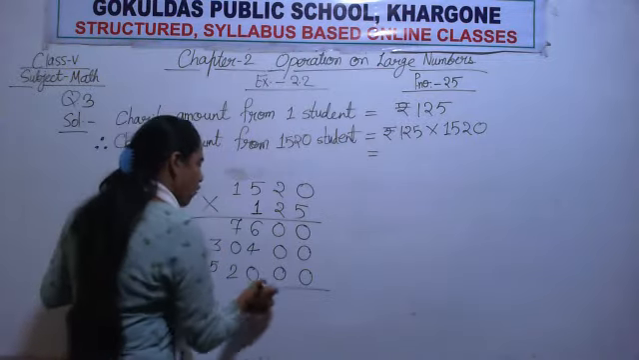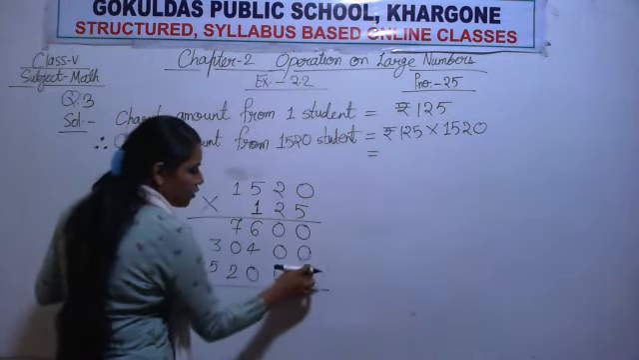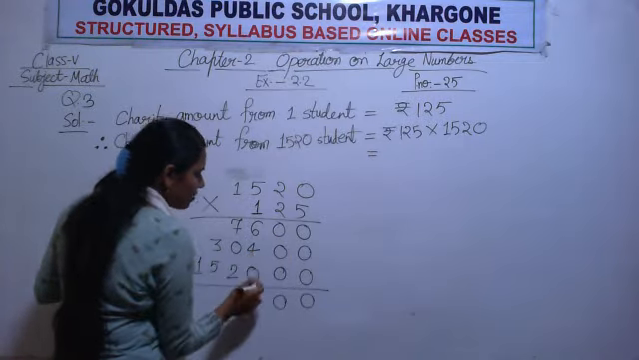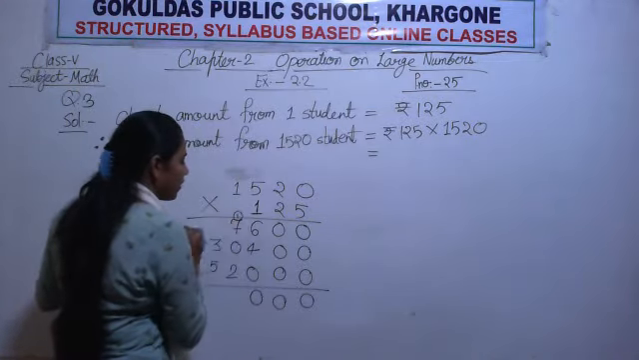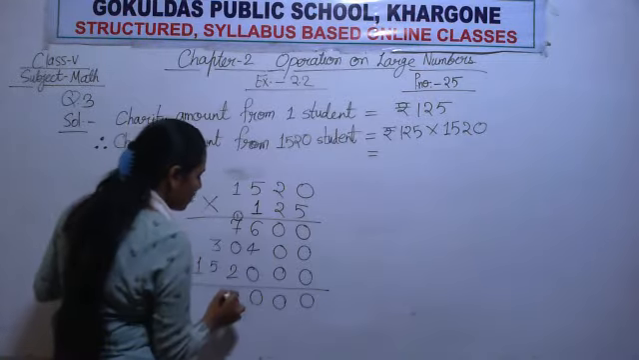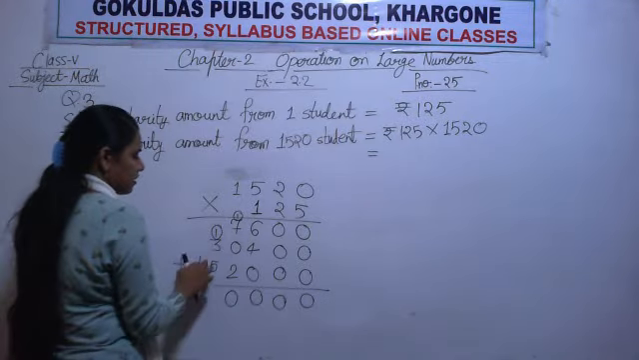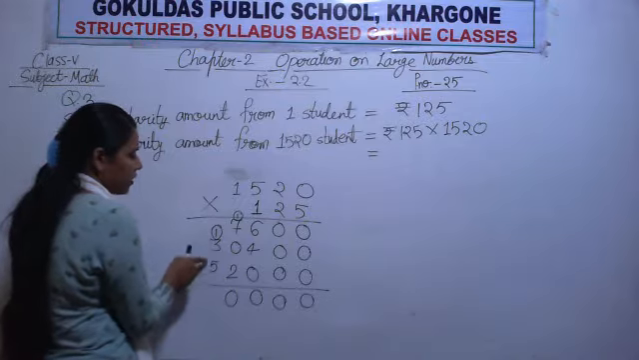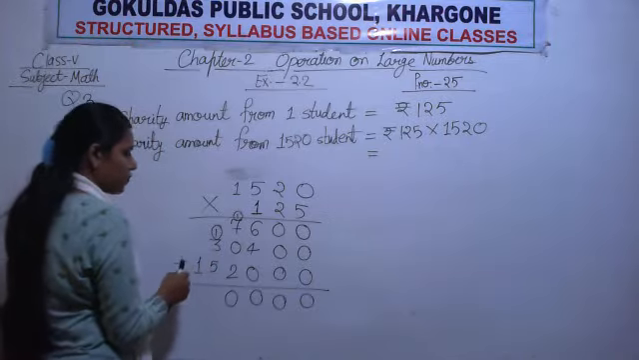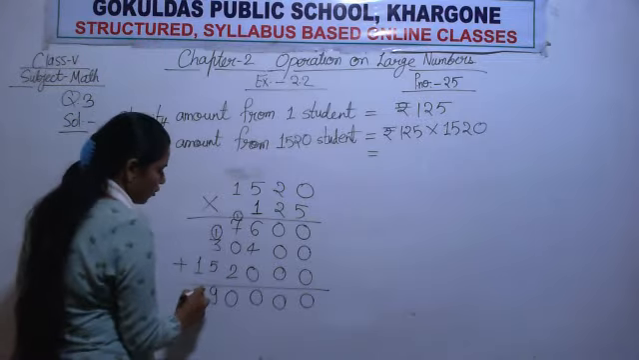Now we will add all these partial products. 0 plus 0 plus 0 is 0. 0 plus 0 plus 0 is 0. 0 plus 0 plus 0 is 0, so you will write 0 over here. Now 0 plus 6 plus 4 is 10, so 0 here, 1 regrouped. Now 1 plus 7 is 8. 8 plus 2 is 10. So 0 here. 1 carry forward. Now add the digits in this column. 1 plus 3 plus 5. 1 plus 3 is 4. 4 plus 5 is 9. Now there is no digit, so 1 you will write as it is.